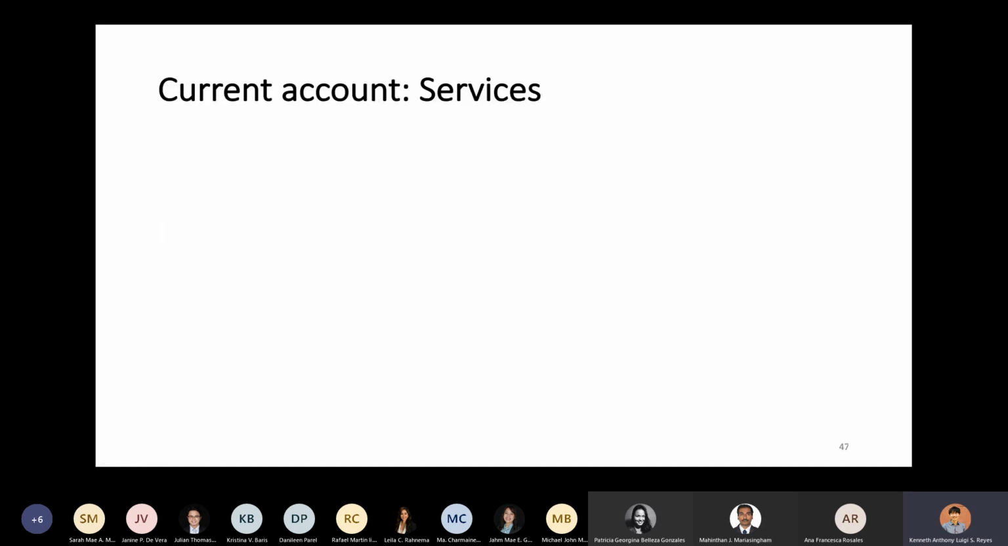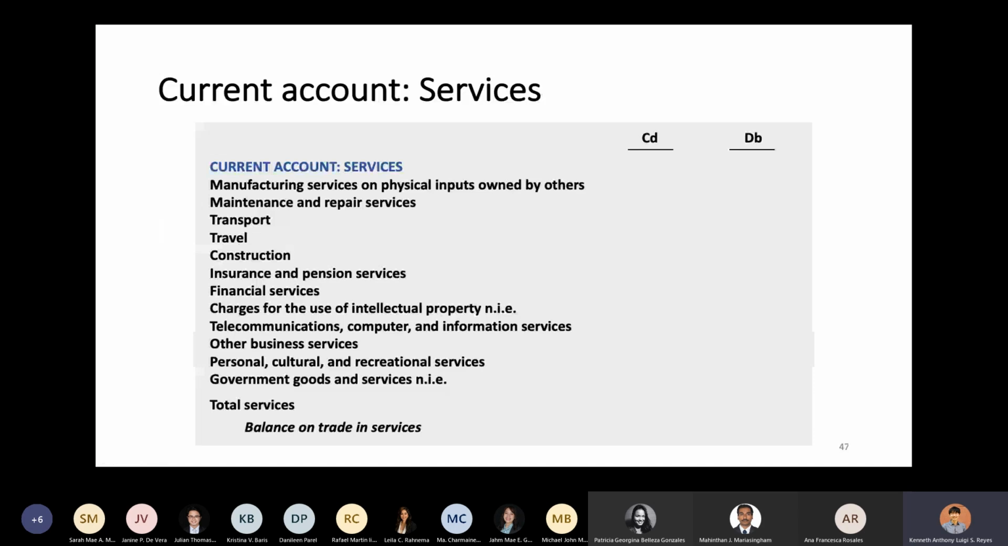In summary, these are the entries for the services portion of the current account. Like I said, all these categories will depend on the country itself. If the country has very minimal, let's say, construction services import and export, then it need not include this here.